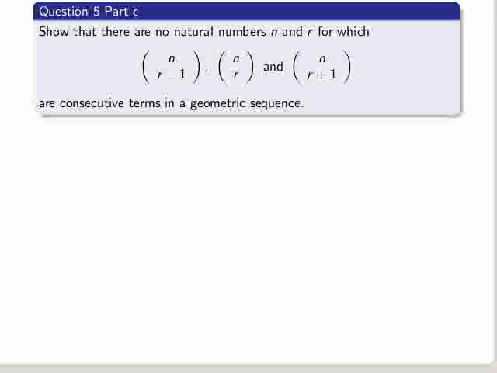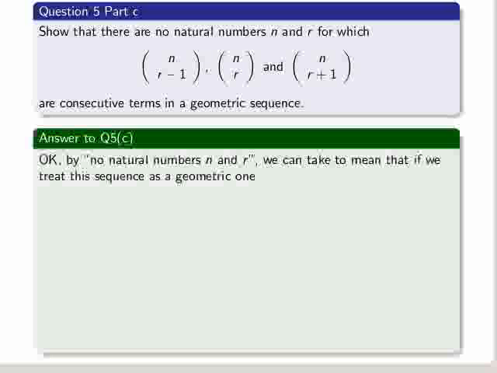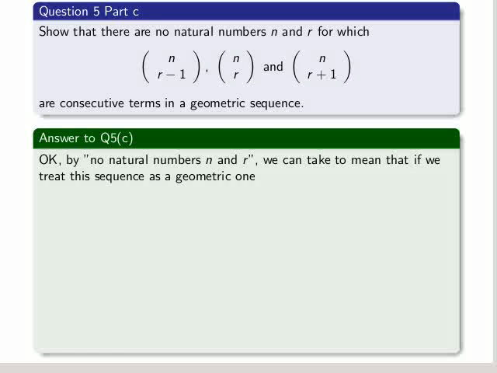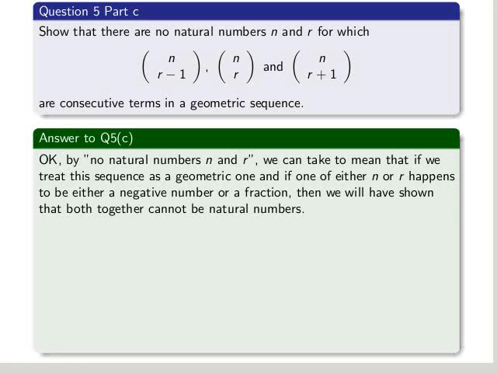Show that there are no natural numbers n and r for which that expression are consecutive terms in a geometric sequence. Okay, by no natural numbers n and r, we take to mean that if we treat the sequence as a geometric one, and if one of either n or r happens to be either a negative number or a fraction, then we will have shown that both together cannot be natural numbers.